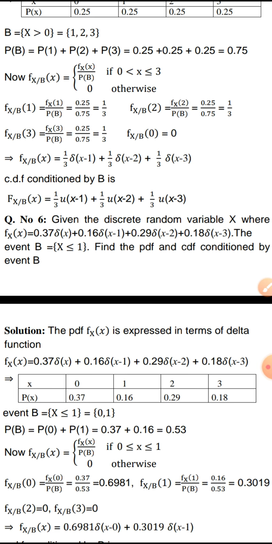Similarly, the next question: given the discrete random variable x, where the probability density function is again expressed in terms of unit delta function, the event B is the set of all the values of the random variable x less than or equal to 1. Find the PDF and CDF conditioned by B. Similar to the previous question, only the event is different. There it was x greater than 0, now it is x less than or equal to 1.